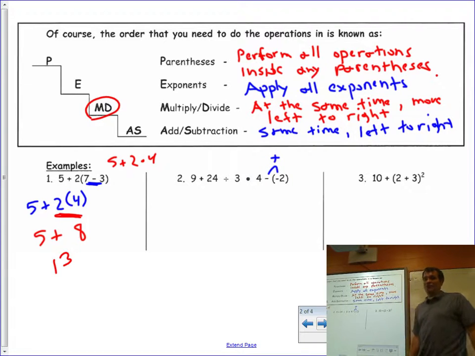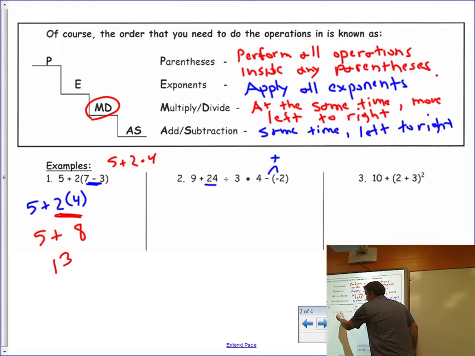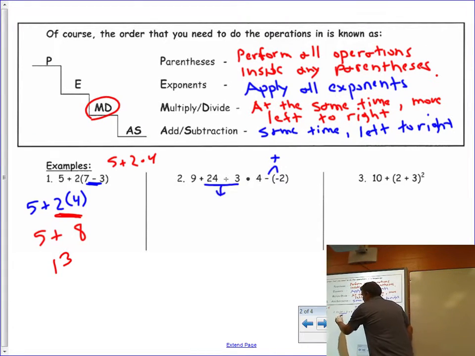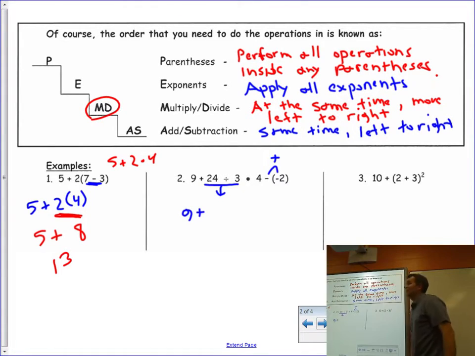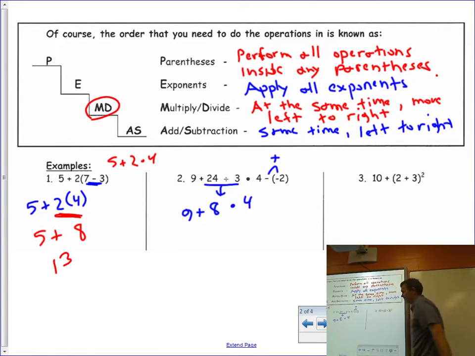And I do see some multiplying and dividing. And remember, I have to work left to right. So this is the first operation I'm going to do. That's the first multiplying or dividing I see from left to right. 24 divided by 3. I'm going to rewrite the problem, but I'm going to do this one operation. So that's going to give me 9 plus whatever 24 divided by 3 is, times 4. And notice, instead of writing minus 2, I'm going to change that to plus 2. I'm just simplifying it. I'm not doing the operation yet.